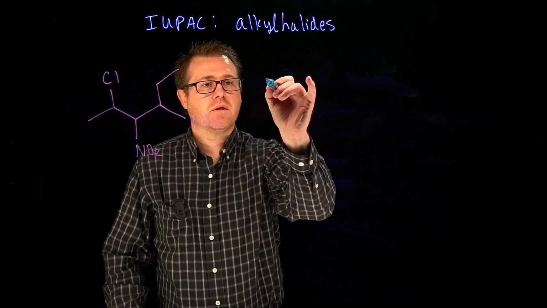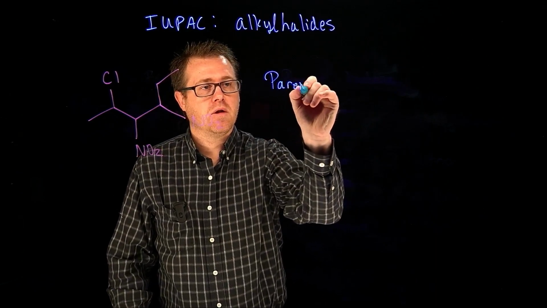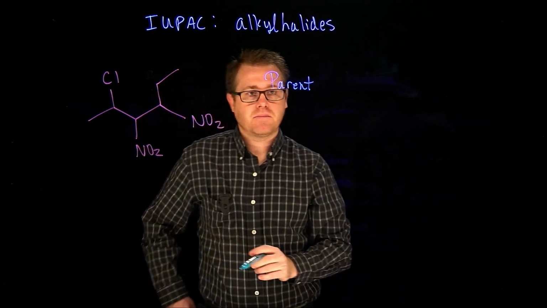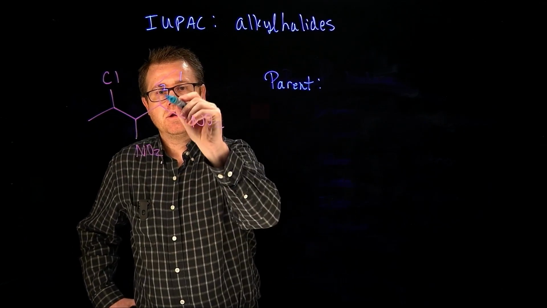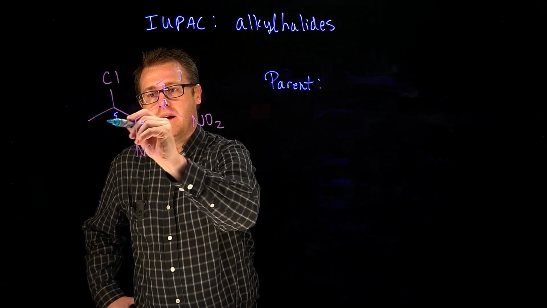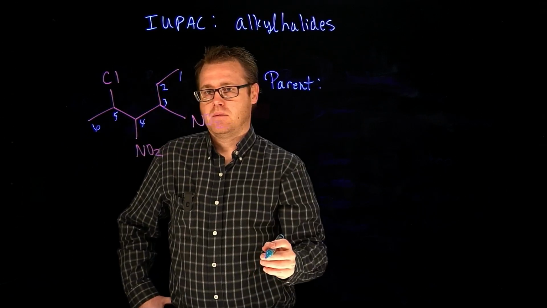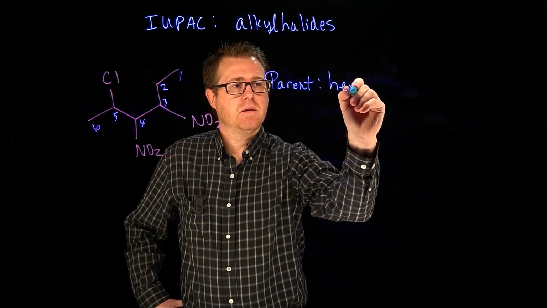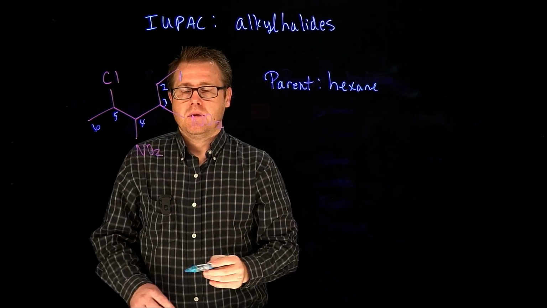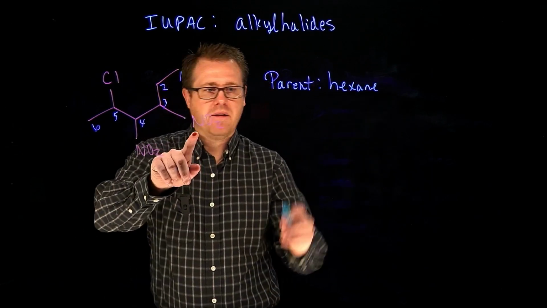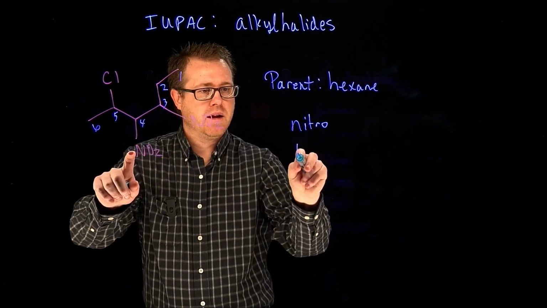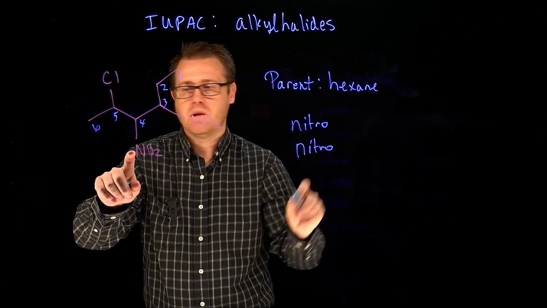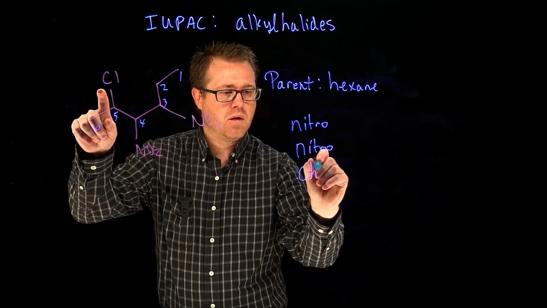Okay, first step: parent. Let's see, 1, 2, 3, 4, 5, 6. So that would be hexane. So that's the parent chain. Then we have a nitro group right there, that's coming off of the parent, another nitro, and then a chloro.